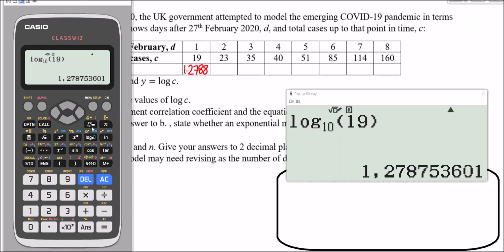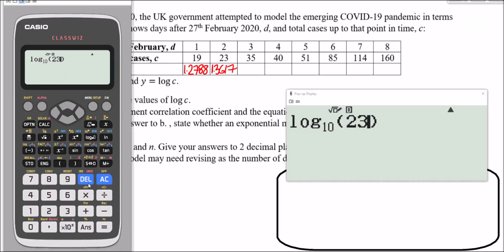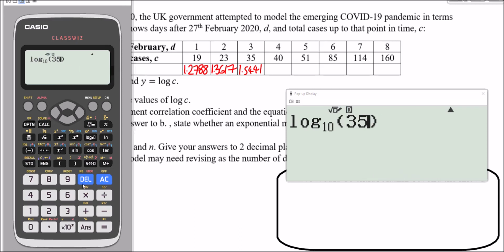Next, log of 23, so toggle back, 23, 1.3617. Log of 35 next, 1.5441. Then log 40. Do this yourself at home as well if you're watching. Make sure you can actually compute these as well and can do this at the same time as me so it truly goes in to help understanding. 1.6021.